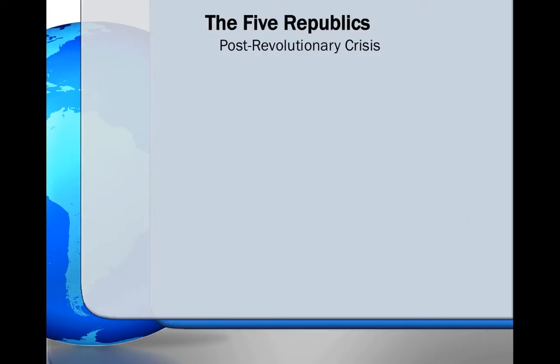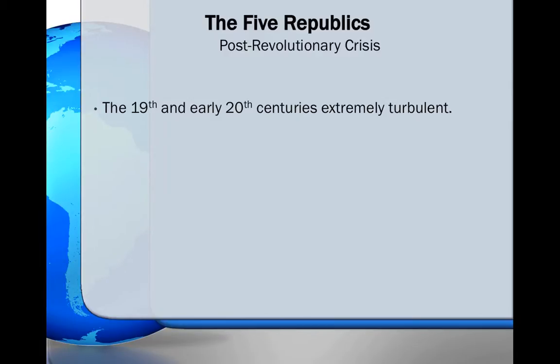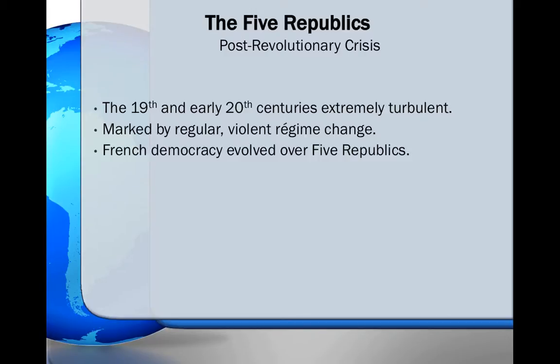So now we get to talk about the five republics and the events that took place after the French Revolution. And it's important to realize that the 19th and 20th centuries were extremely turbulent. They were marked by regular and violent regime change. It was a very rare thing for a government to last more than 20 years during the 19th and early 20th centuries. And unlike many other countries, French democracy evolved over the course of 5 republics.